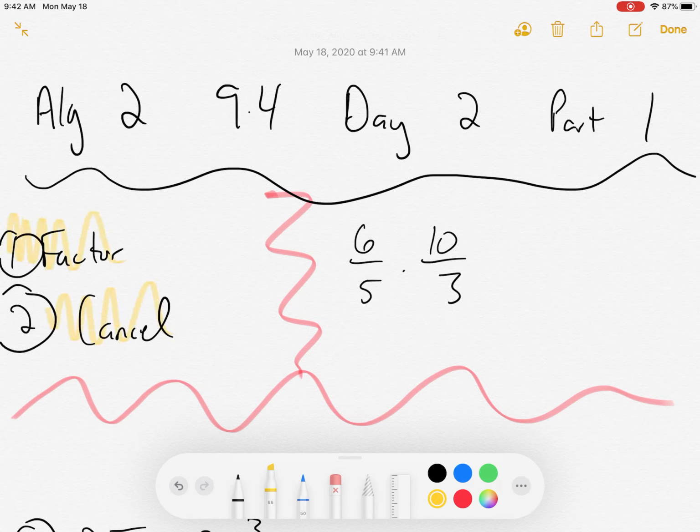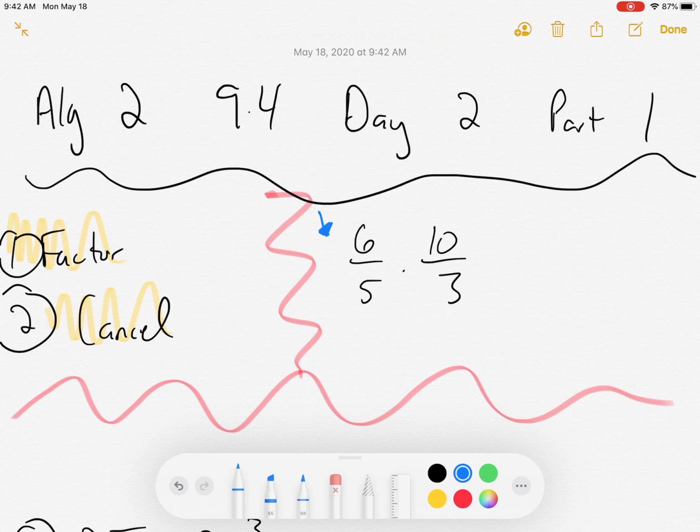We're doing the same things. Factor everything we can and cancel. But now, instead of just having one expression in the numerator and one in the denominator, now we're going to be multiplying two different expressions. So we're going to have four things to factor as opposed to two. Okay, to start off though, let's look at this example right here.